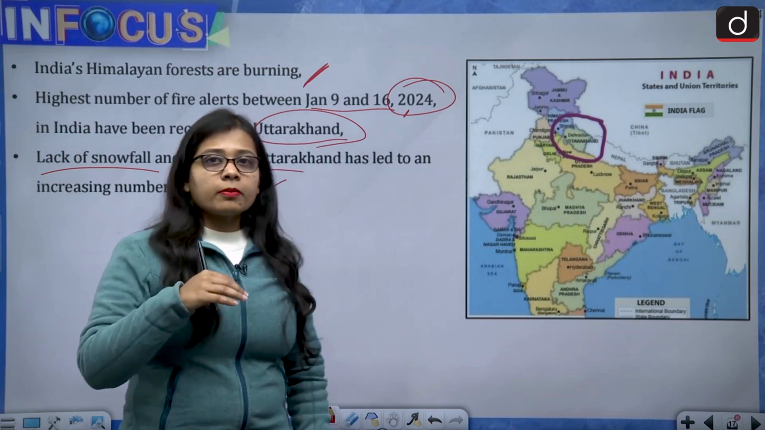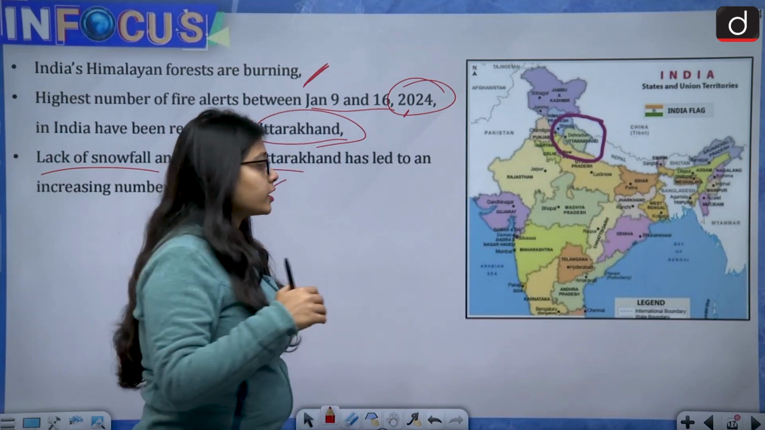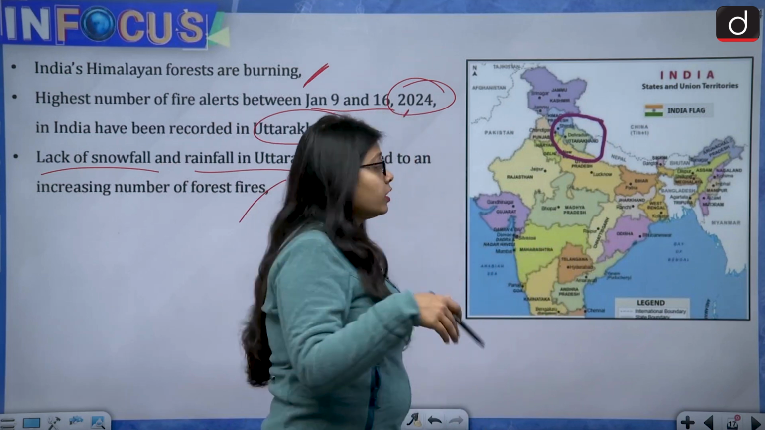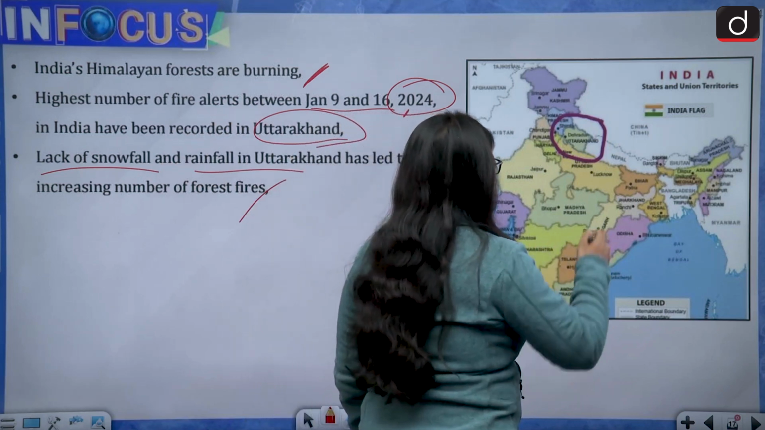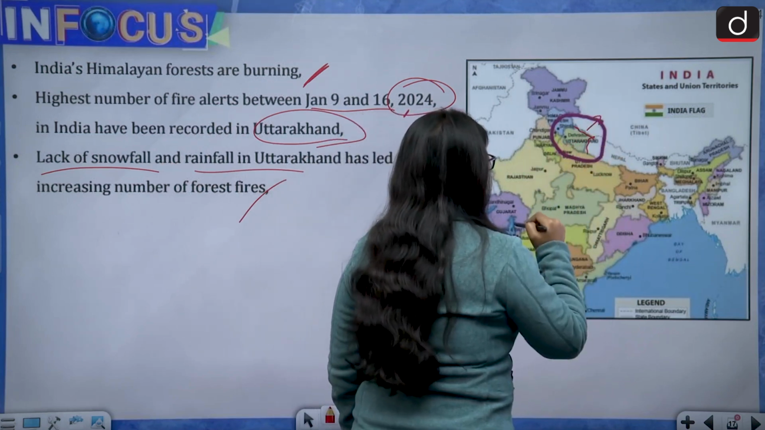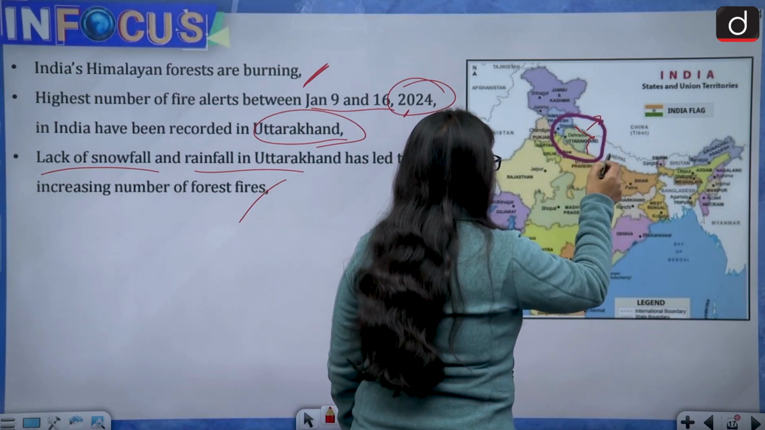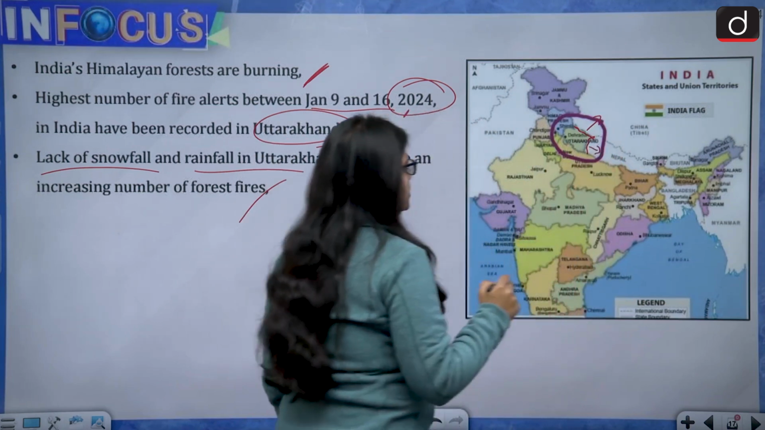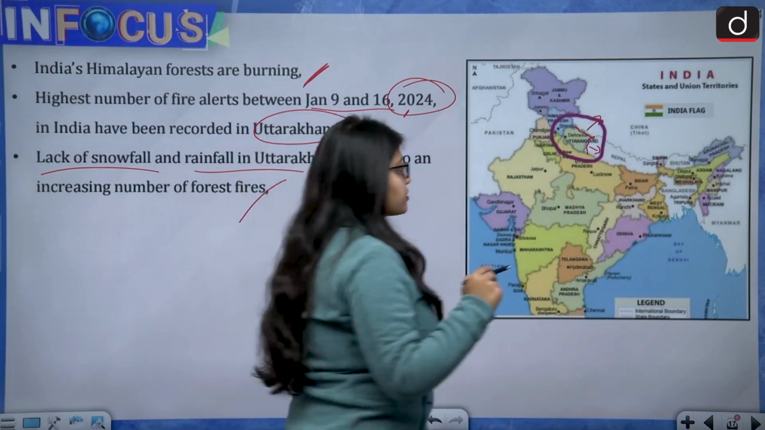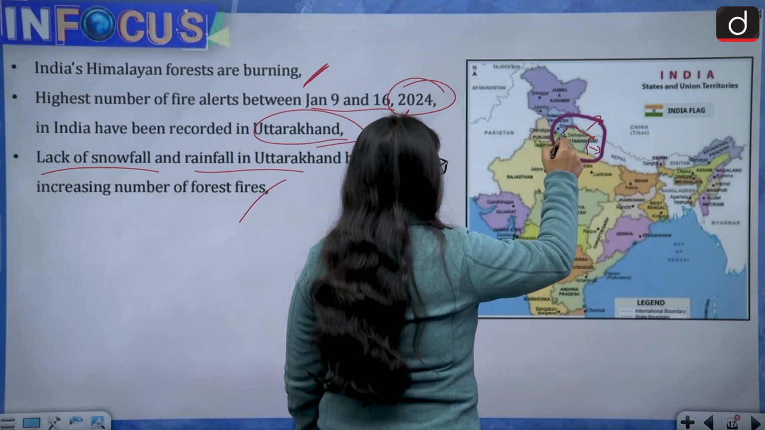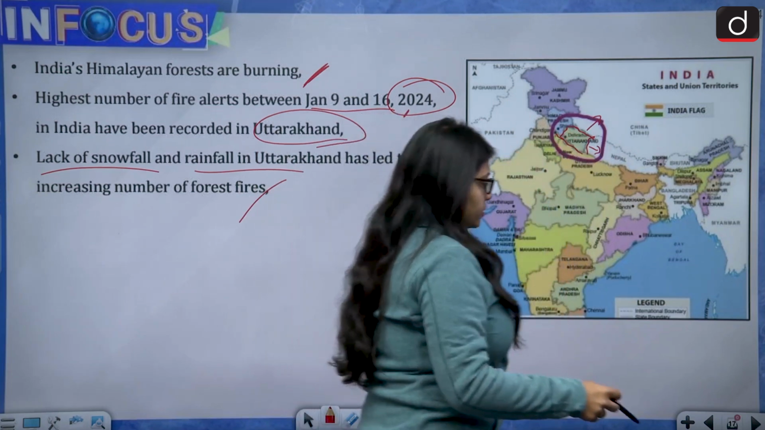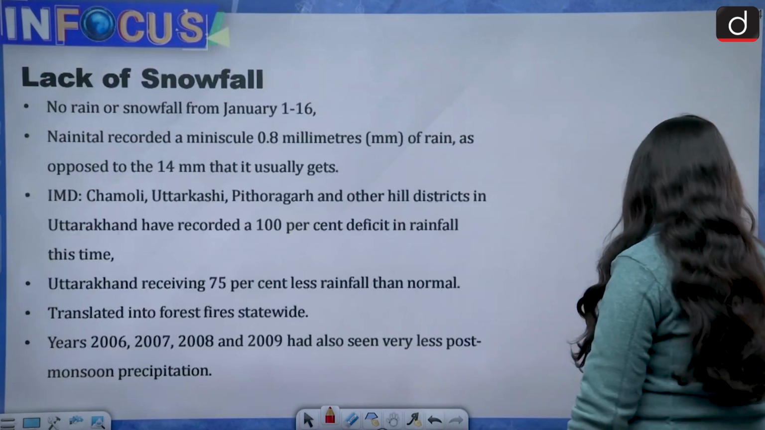If we talk about the state of Uttarakhand on India's map, Uttarakhand is a Himalayan state, and it shares its international boundary with China on the north, while it shares its eastern border with Nepal. Among the Indian states, it shares its border with Himachal Pradesh, Haryana and Uttar Pradesh.